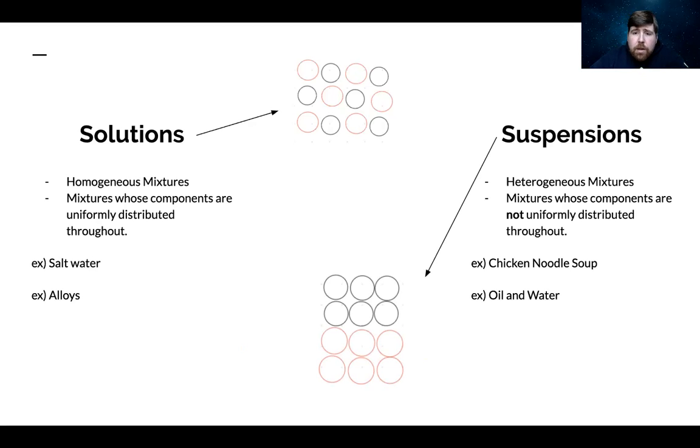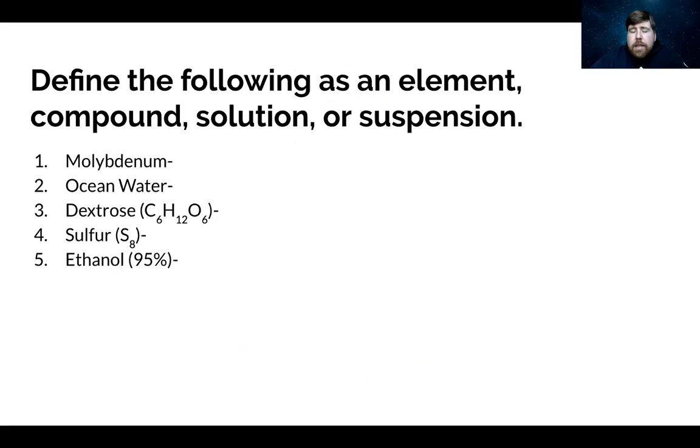So with that being said, we are going to finish by looking at a few examples here. These examples are excellent for helping us identify if we're looking at an element, a compound, a solution, or a suspension. And the best place to start with this is going to be this first one here, molybdenum. Whenever you're trying to identify if something is an element, compound, solution, or suspension, you should first look at the periodic table. Molybdenum is one of the elements on the periodic table, meaning that we can define it as an element.